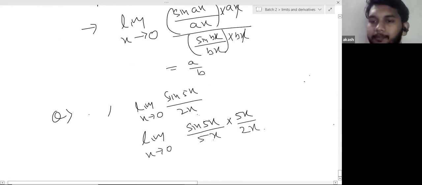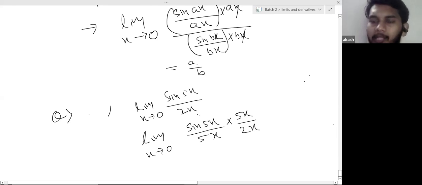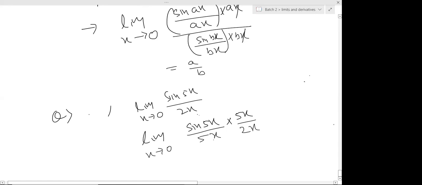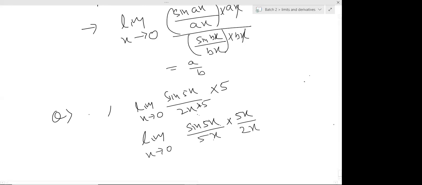Is this step clear? Sir, can we do it by the same method, like we can divide the whole by 2x and like that? You can do the same thing, right? But whatever you multiply, you have to divide by that number also. If you want to multiply 5 here, you have to multiply 5 here also. That you have to remember. Let's try another question.